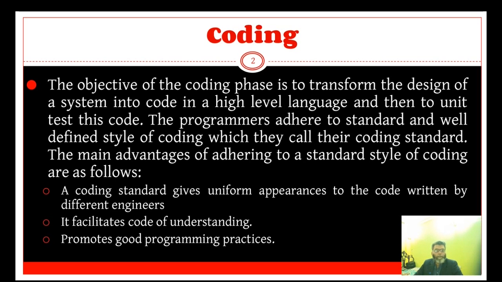This coding phase of software development is concerned with translating the design specification into source code. The cost of testing and maintenance can be significantly reduced with efficient coding. The main advantages of adhering to a standard style of coding are that a coding standard gives a uniform appearance to the code written by different engineers. It facilitates code understanding and promotes good programming practices.